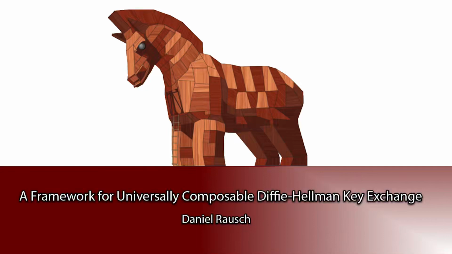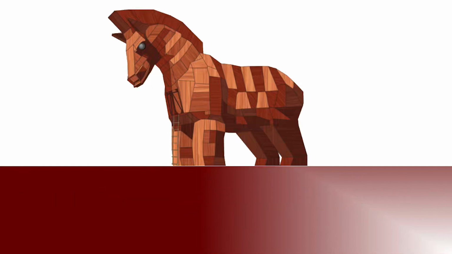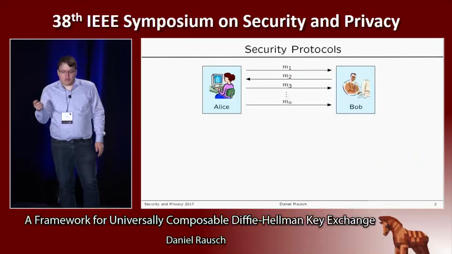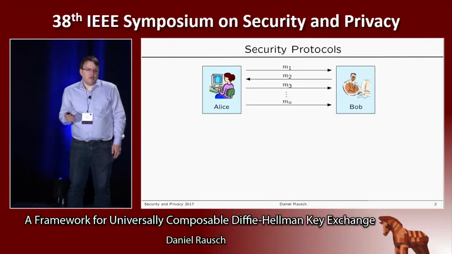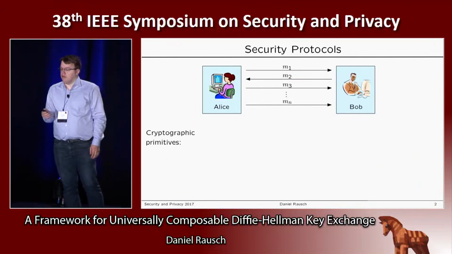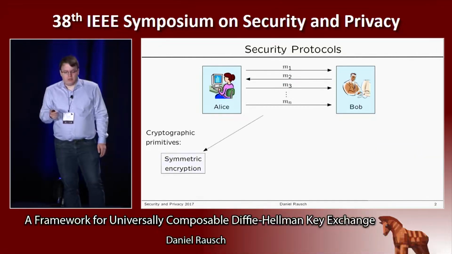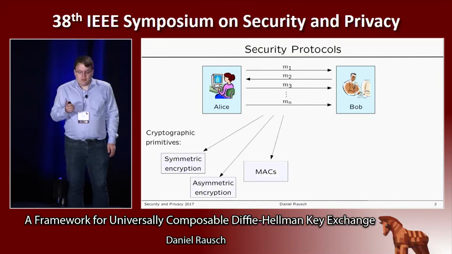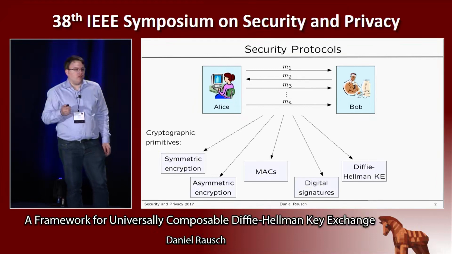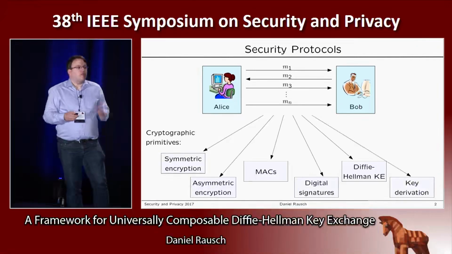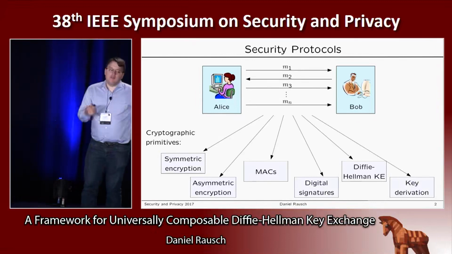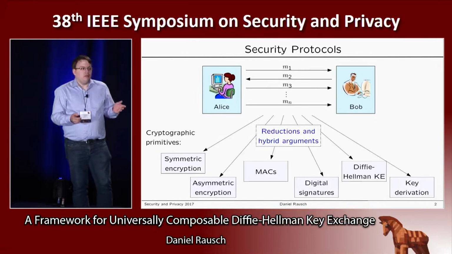So I want to start my talk by first briefly explaining the overall goal of our work. When we define security protocols, we use a lot of different cryptographic primitives to accomplish certain goals. For example, we use symmetric encryption, MACs, digital signatures, Diffie-Hellman key exchanges, and key derivation, just to name a few of them. Then when we analyze the protocol, we have to reduce its security to the security of all of the primitives.